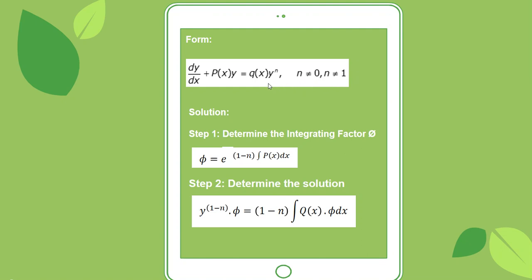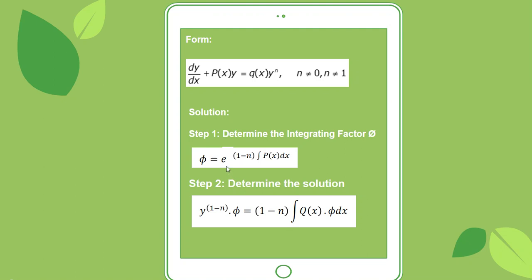So the only thing that differs the Bernoulli's equation from linear differential equation is the y raised to n multiplied to the q of x expression on the right side. So again, the p of x and the q of x can be constants or expressions which are solely dependent on the variable x. So let's have the two steps here simplified in finding the solution of the Bernoulli's equation.